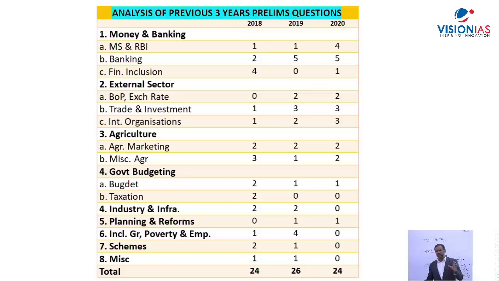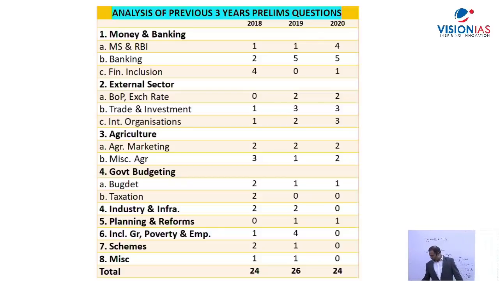Another question was on FDI. So, basic concept related with FDI. What is FDI? These are questions from the external sector, which has the maximum questions, in second place. Then in the last 3 years, there were many questions from agriculture.